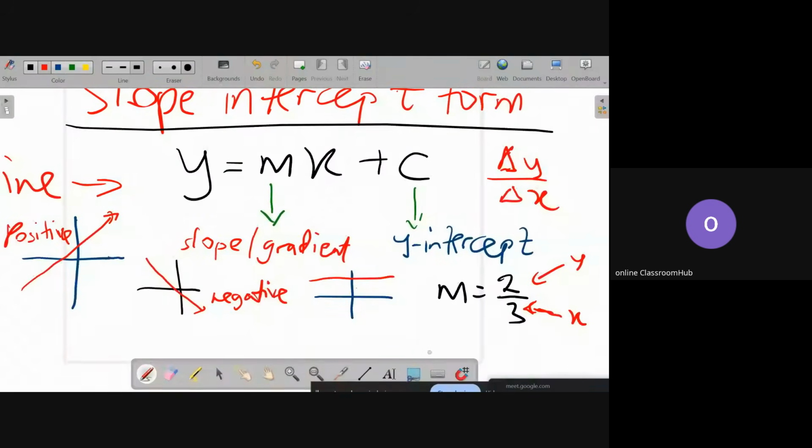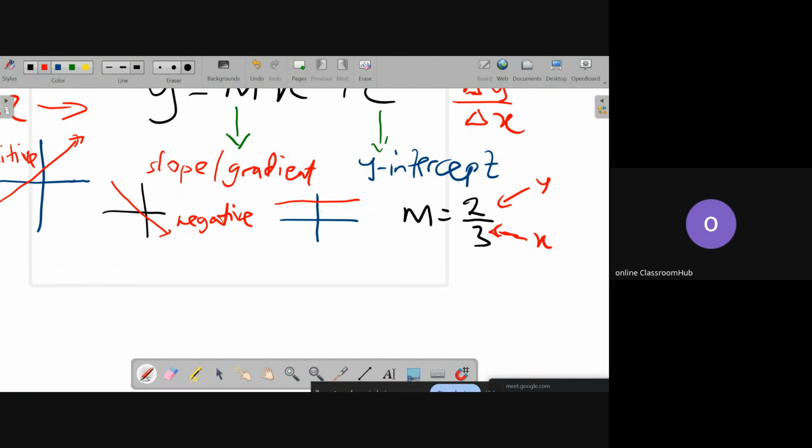If the slope was, say, negative 3 over 4, always know that it's changing y over changing x. So the top is the y, the bottom is the x. You are going to move 3 steps downwards along the y-axis because it's negative. Then 4 steps to the right, always to the right, on the x-axis. So 3 steps downwards from the y-intercept and 4 steps to the right.